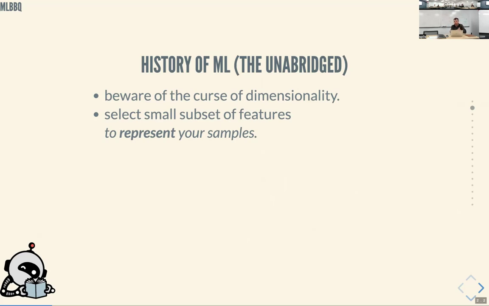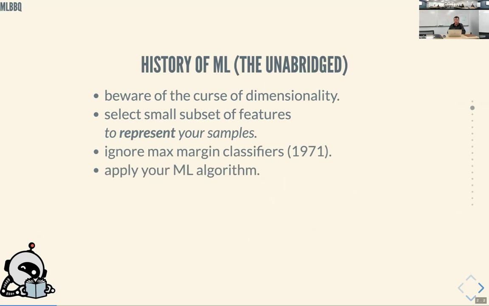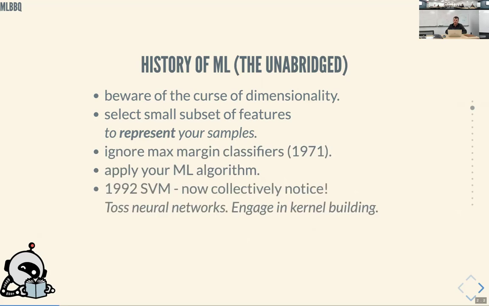So we went from a large vector in our d-dimensional space, where d is very high, or an image with a million dimensions, to a small, tiny vector that statistical and machine learning methods can deal with. We ignore max margin classifiers at this time. We move on, start applying all of our machine learning algorithms, and everything works beautifully. Then finally we notice max margin classifiers when the support vector machine gets published, and then all of those small representations, we toss them away. We focus on working with kernels.